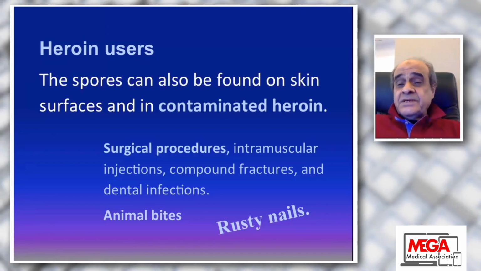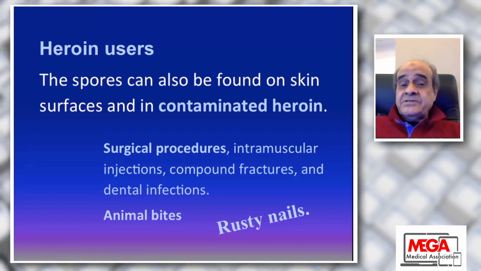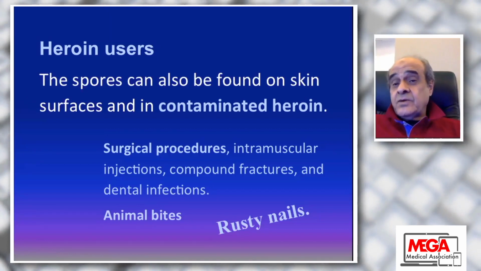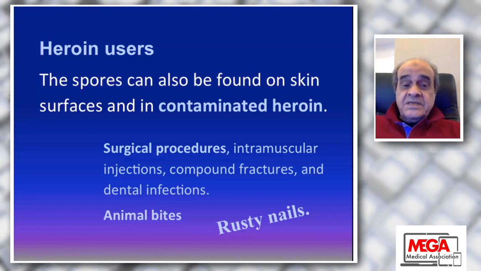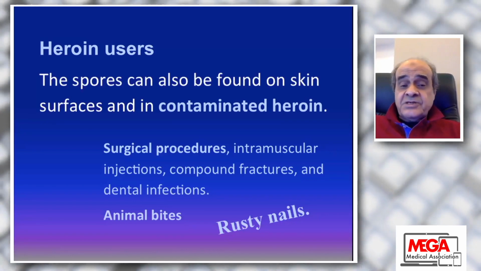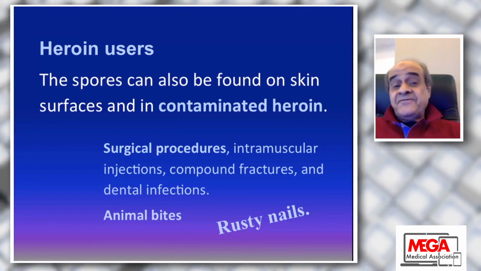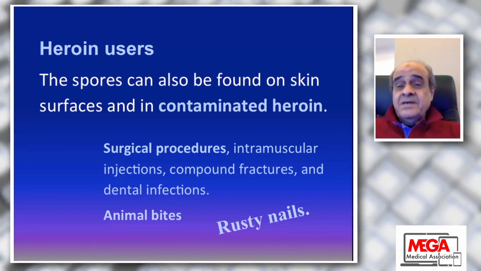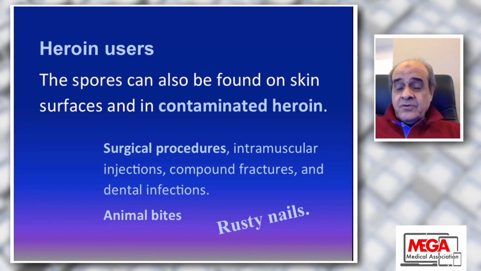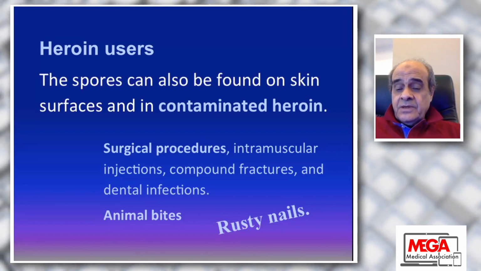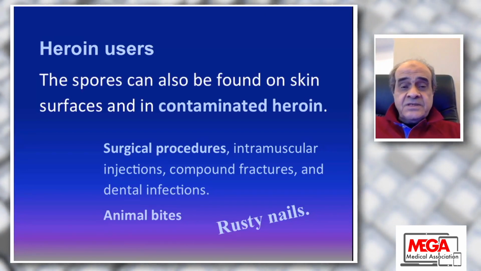Even heroin users can inject themselves with heroin and cause some sort of tetanus. It can carry the rusty nails. Surgical procedures, intramuscular injection, compound fracture, dental infections, and animal bites can all cause tetanus because, if not clean, they incorporate the Clostridium tetani.